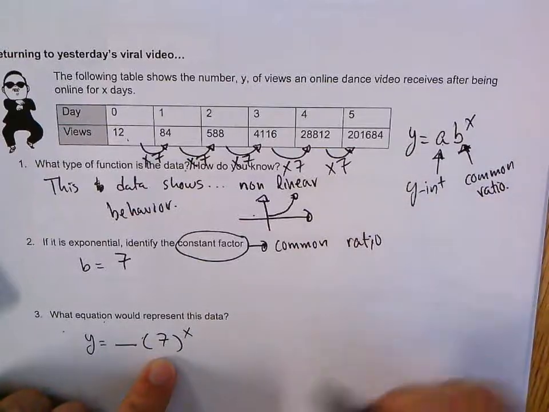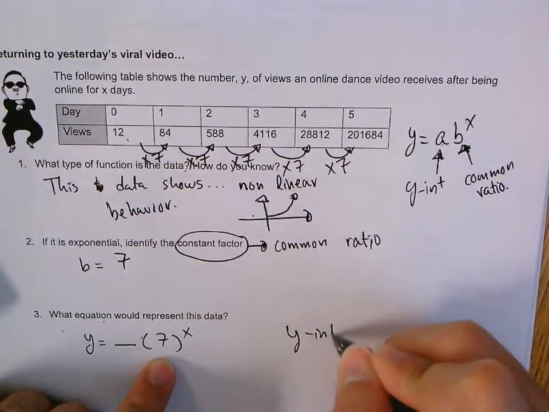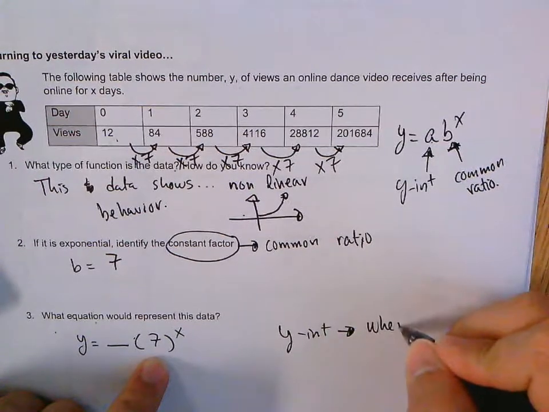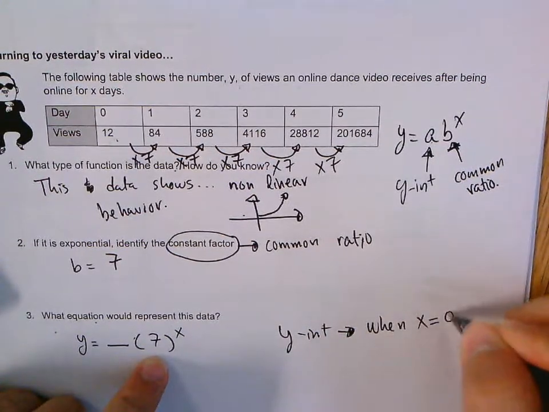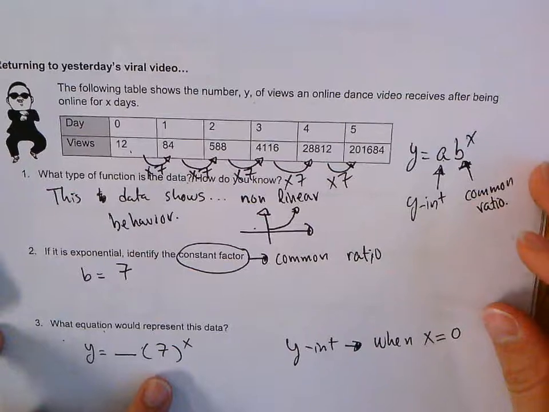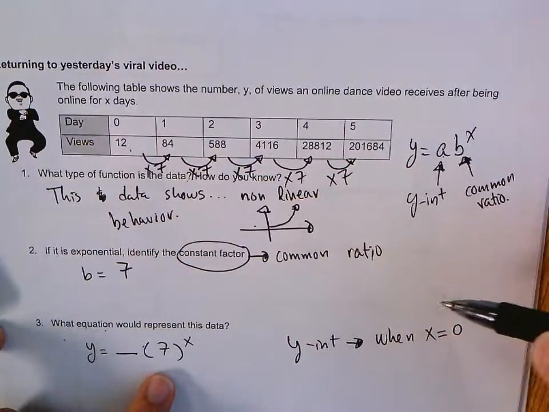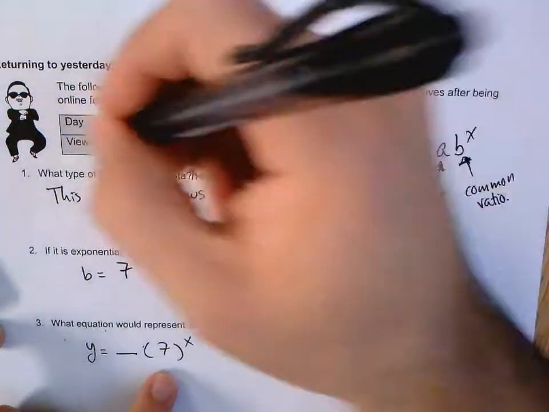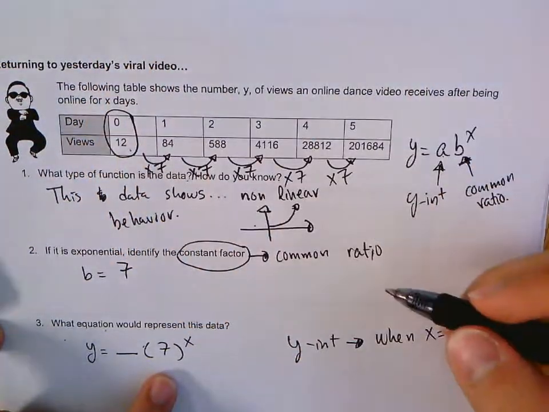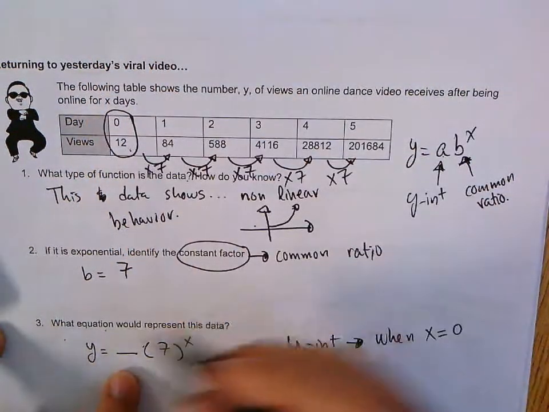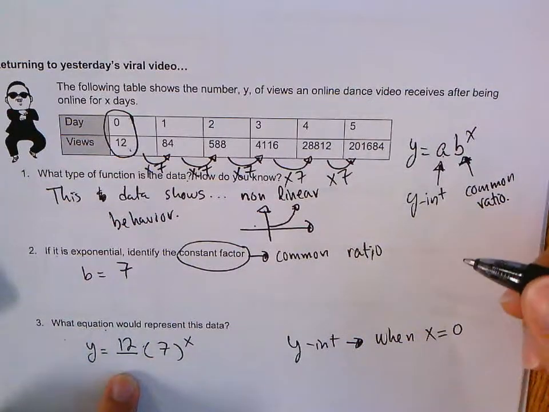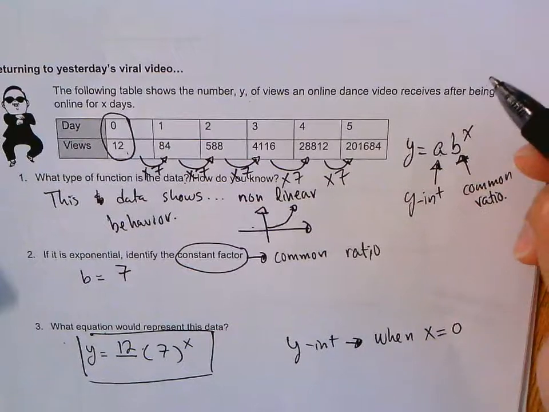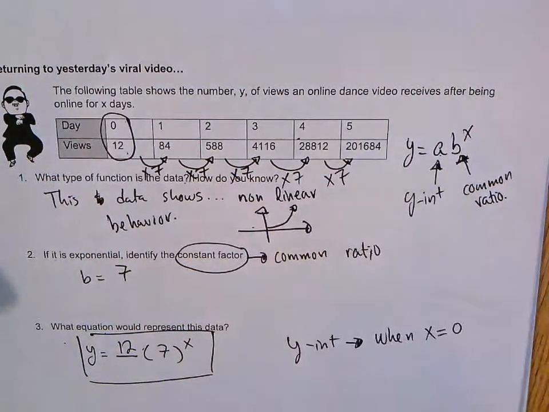And I know that the y-intercept can be found when x is equal to 0. So if I look at my table here, you will notice that the value of your y-intercept is here, it is 12. Therefore, 12 is the value of A. And I have finished writing an exponential equation that represents that data.